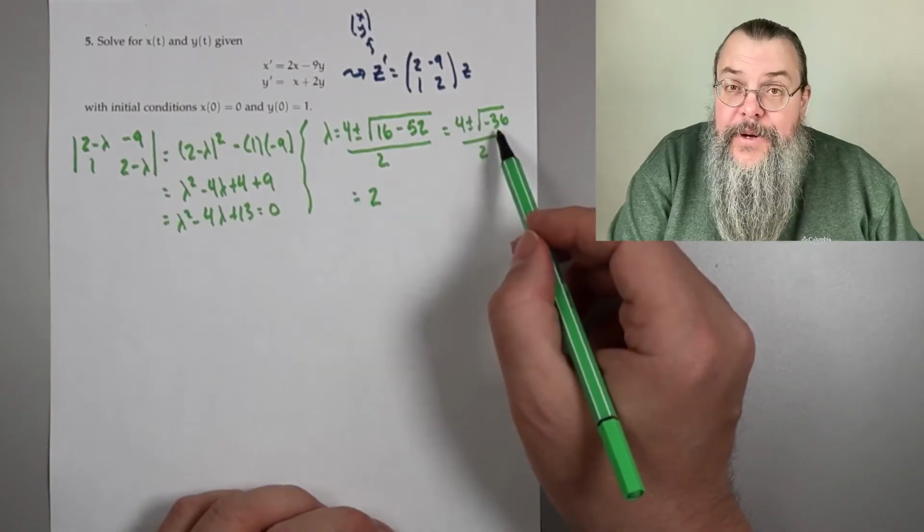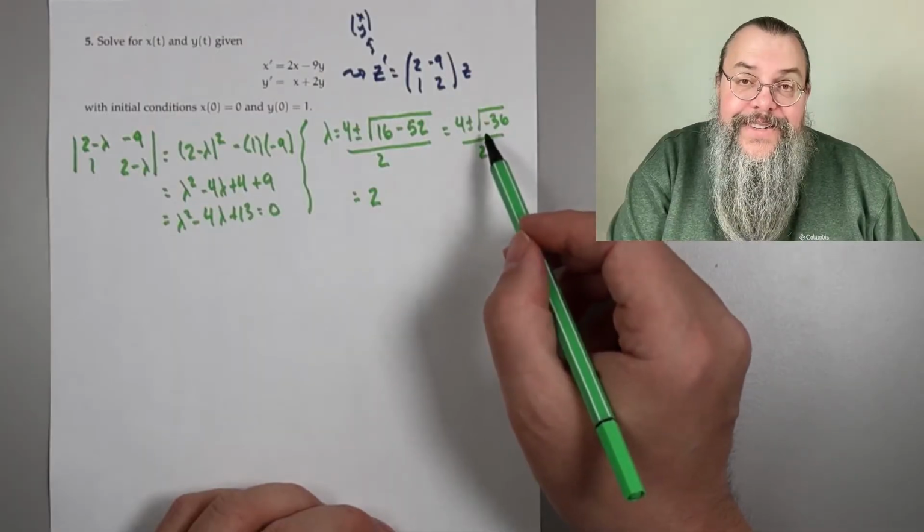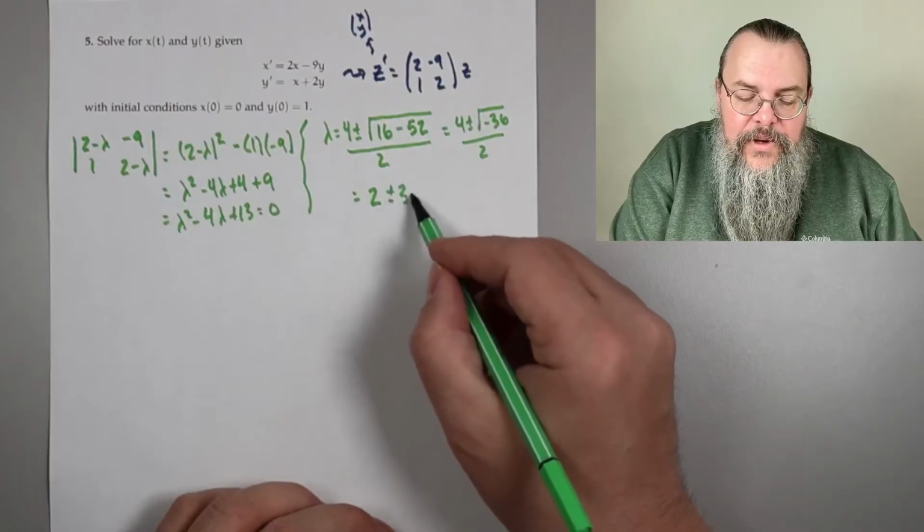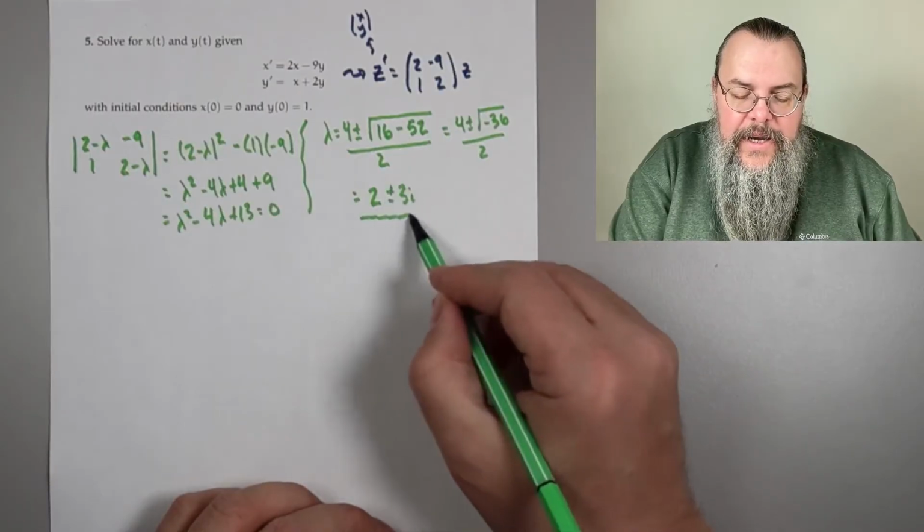Then the square root of 36 is 6. Then there's an i, because of the negative. 6i over 2 makes this 3i. So here are our eigenvalues.